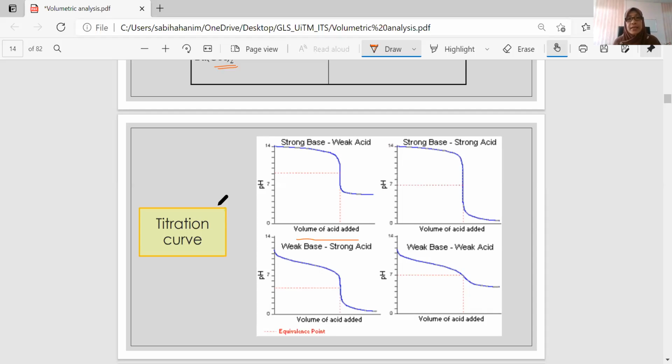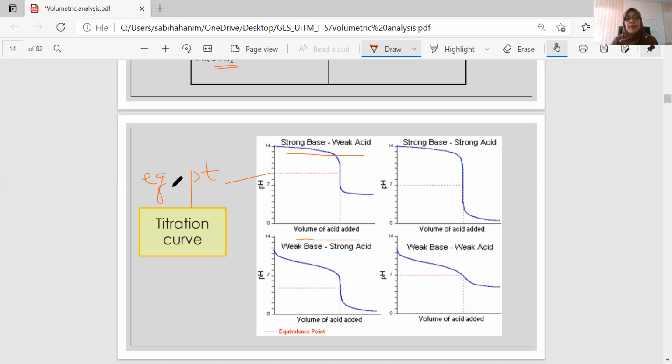So the titration here is between a strong base and an acid. This is the curve. You can see this point, which is the equivalence point. I abbreviate it as EQ, which refers to the equivalence point. Just as I mentioned previously about the color change, we must reach the equivalence point in the process.